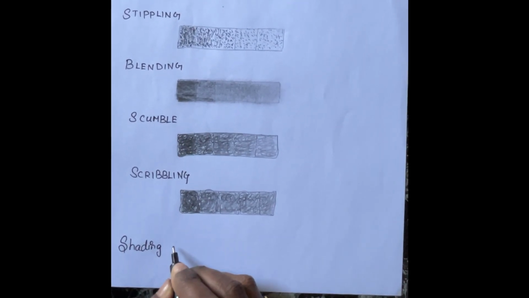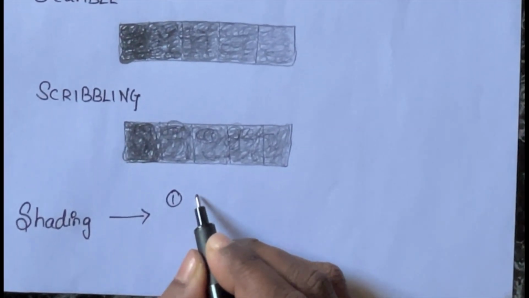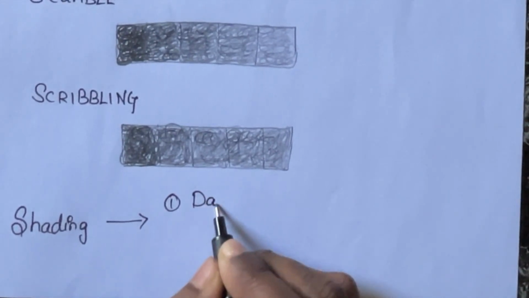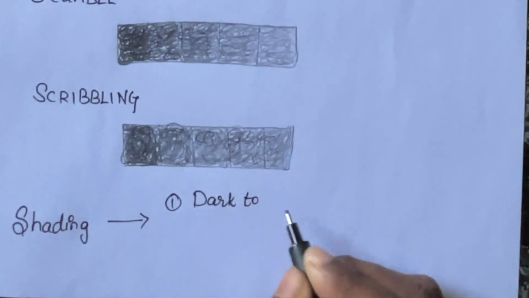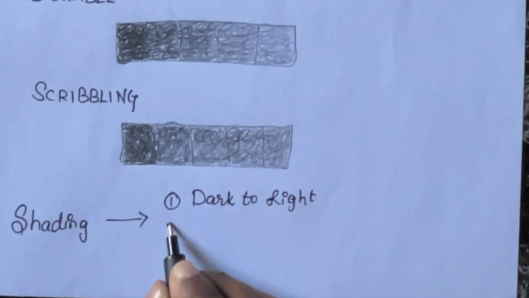So, finally, shading is an essential part of drawing that transforms simple outlines into realistic drawings. Mastering different techniques gives artists a powerful tool to enhance their creativity and visual storytelling.